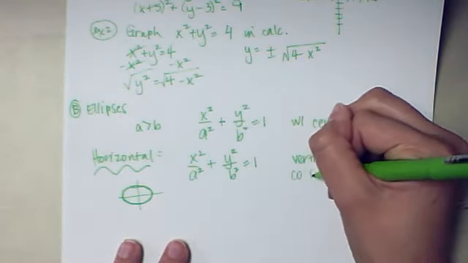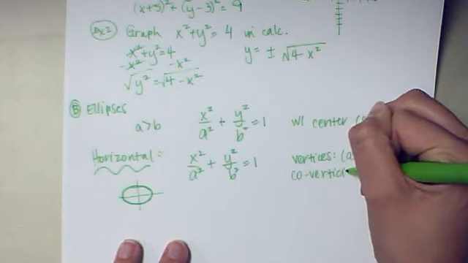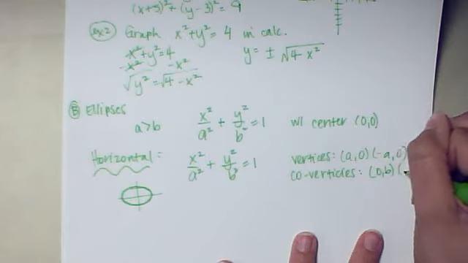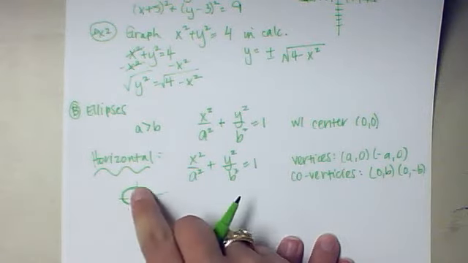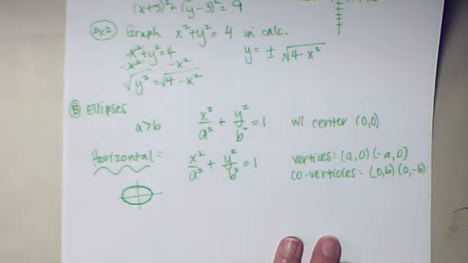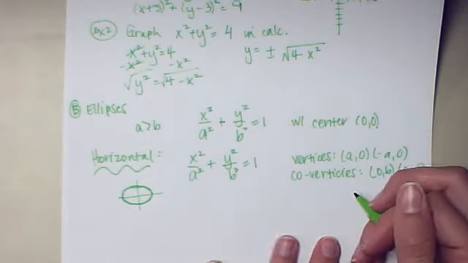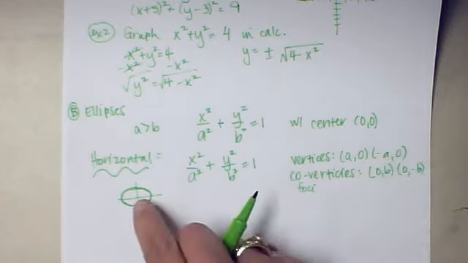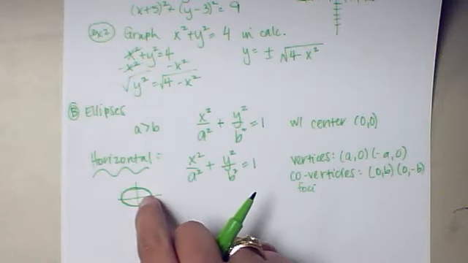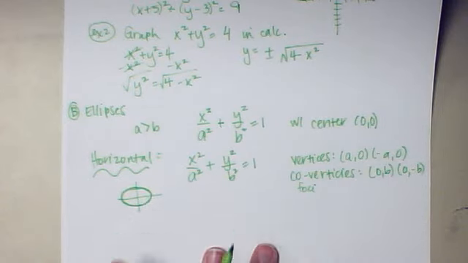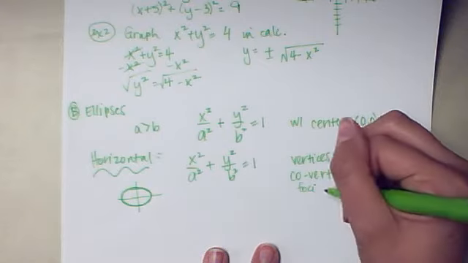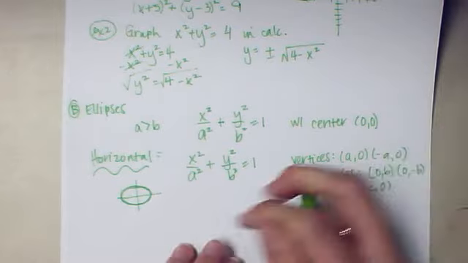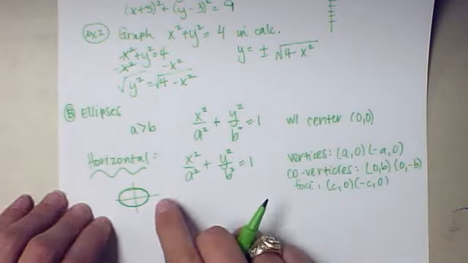Your covertices are (0, b) and (0, negative b). That would be this piece and this piece. Those are my covertices, giving us how thin it is. And my foci, a focus is a fixed distance from a certain point to your edge, to cause you to have the ellipse. So your foci are at (c, 0) and (negative c, 0). Your foci are inside of your vertices.